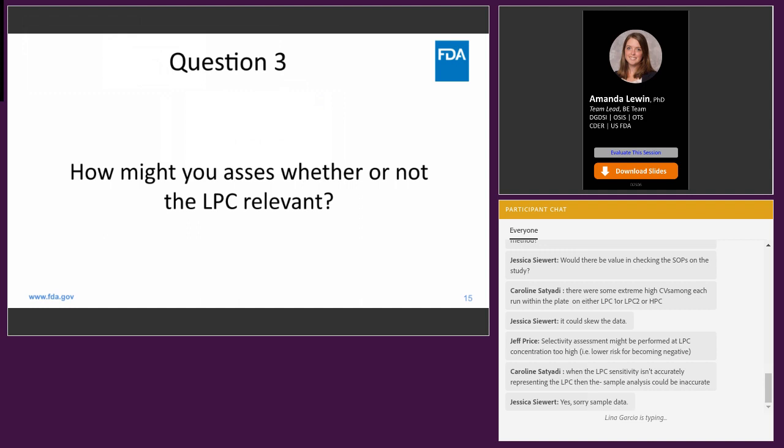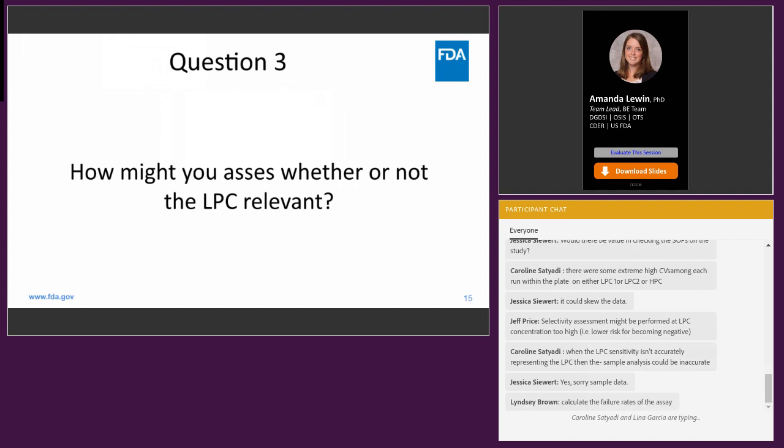All right, so moving right along into question 3, I think we're doing great on time. Okay, so how might you assess whether or not the LPC was relevant, right? So they selected the LPC. Okay, they didn't do it perfectly. That's not necessarily the end all be all here yet, right? What else can we go to see if the LPC was relevant or not? Is there something that might be helpful in how we're going to evaluate this?